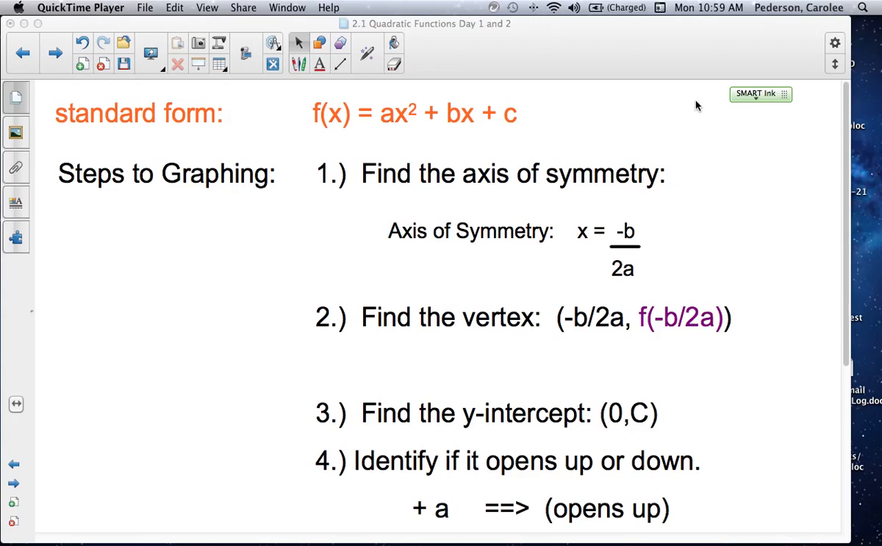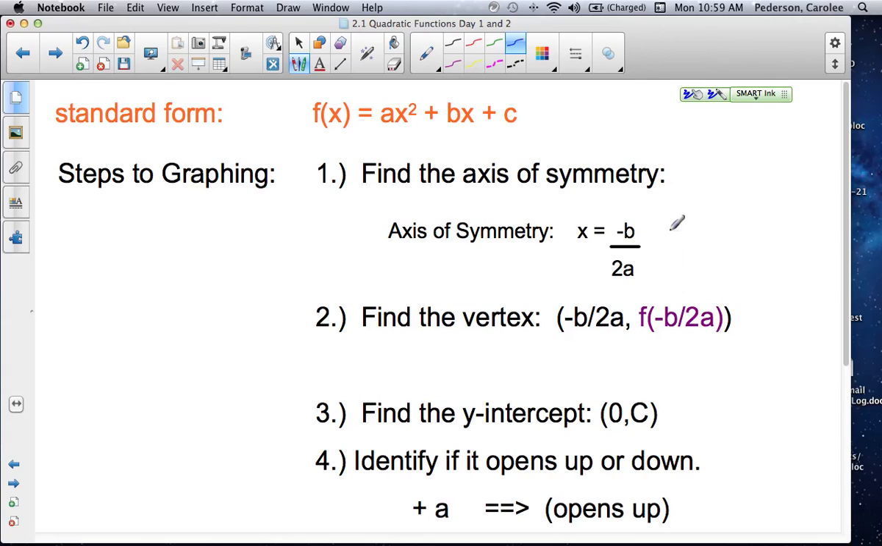We're going to move on to the next form, which is what we call standard form. This should be a nice review from Algebra 2. Here are some steps to help guide you through graphing if they give you an equation in standard form. Remember from Algebra 2, to find the axis of symmetry, you use the formula x equals negative b over 2a. And where you get the b and the a is from the equation. So here is my formula.